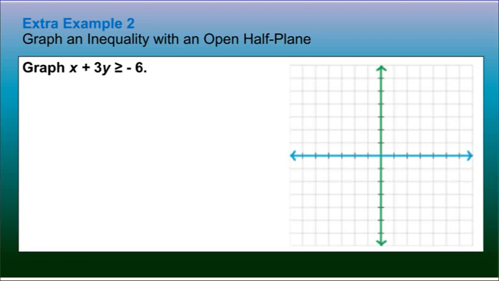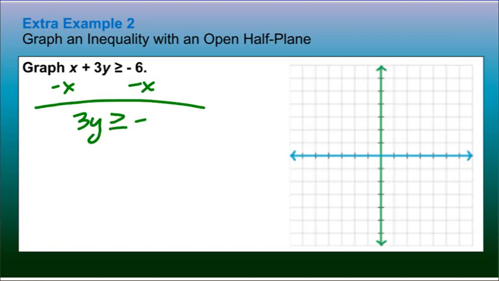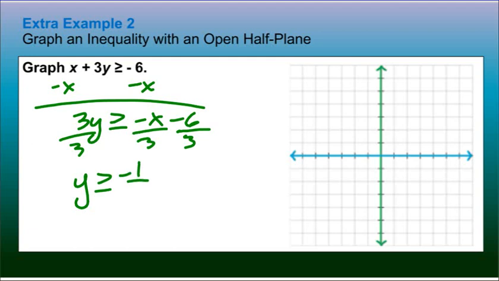Another one, graph this one as half open, half closed. This is actually one where it's going to be closed because it has an equal to part with it. I'm going to subtract x on both sides, and I get 3y is greater than or equal to negative x minus 6. Divide everything by 3. I would have y is greater than or equal to negative 1/3 x minus 2. So I put a point at negative 2, go up 1 to the left 3, or I can go down 1 to the right 3.